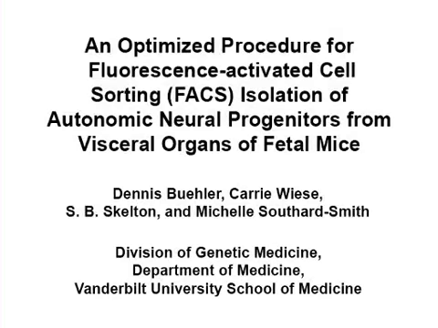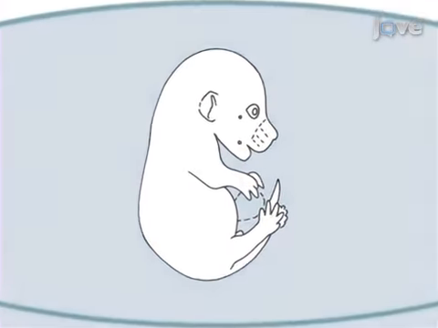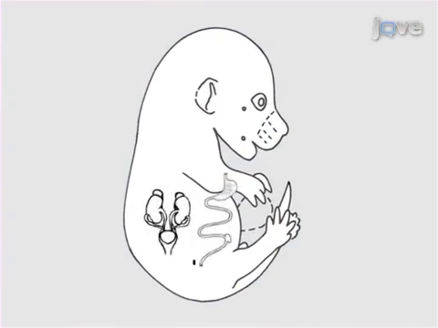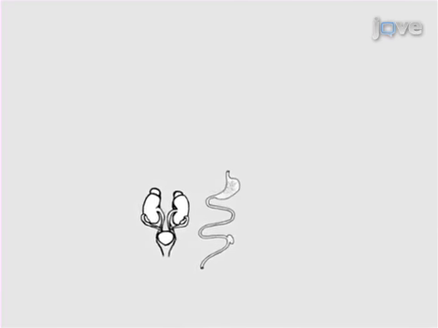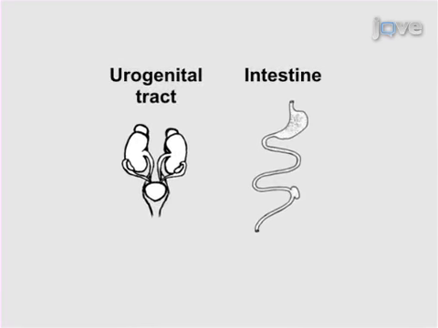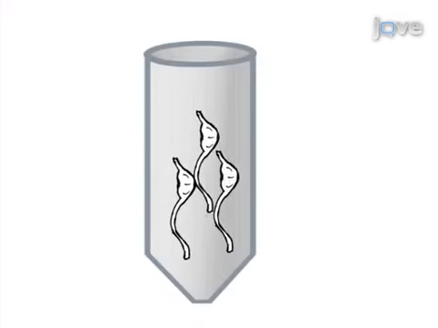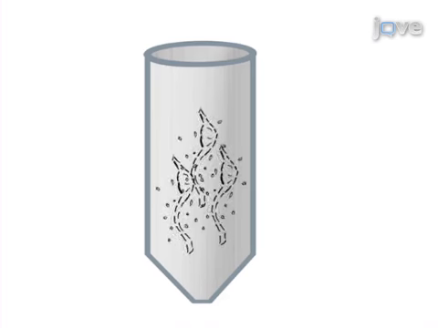The overall goal of this procedure is to derive a population of purified neuronal progenitors from peripheral nervous system ganglia. This is accomplished by first dissecting the organ or specific ganglia of interest from fetal mice. The tissues are then partially dissociated to free the individual cells into the surrounding media.